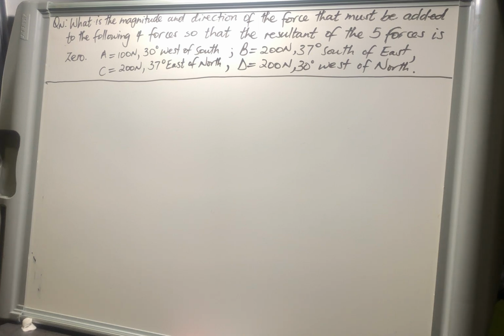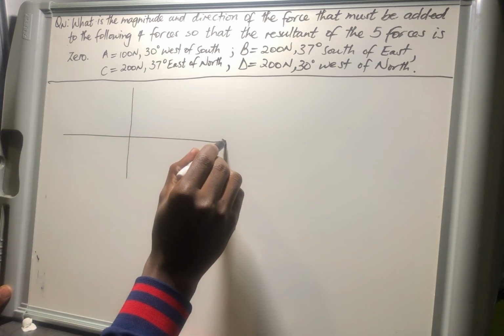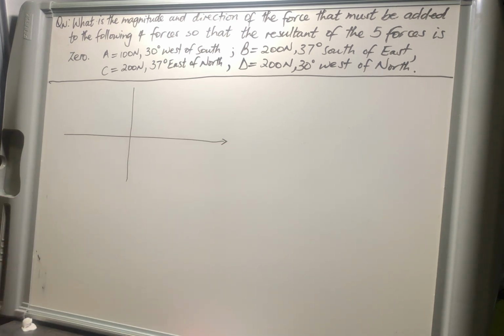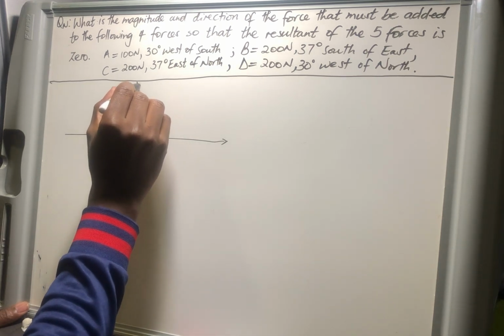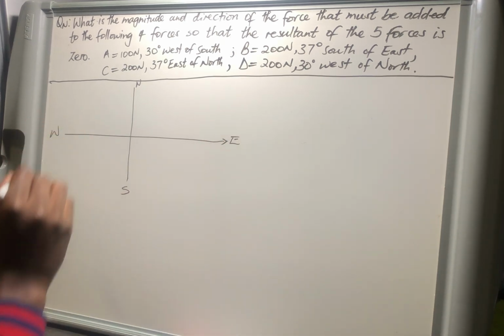When you're using a component method, the first thing you have to know is you need to come up with a diagram first. A diagram is very, very important. So let's try to come up with a diagram. You have your Cartesian plane here, with your cardinal points, whereby this is your north, south, east, then west.